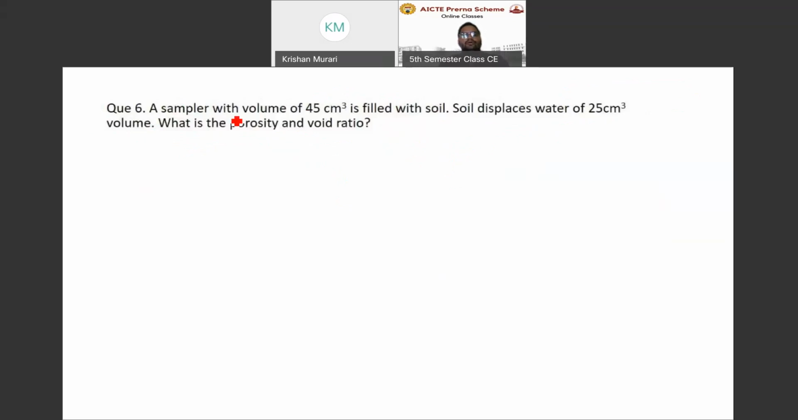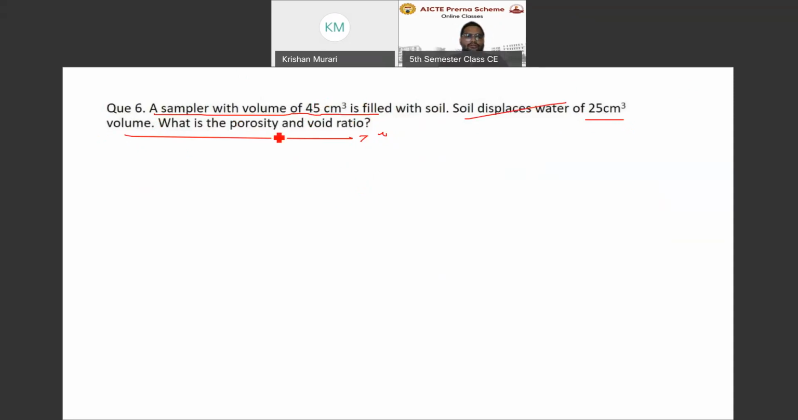And another question. A sample with a volume of 45 cubic centimeters is filled with soil. The soil displaces water of 25 cubic centimeters. What is the porosity and the void ratio of that soil? This question you can solve in a minute, if you know what the question actually wants from you. That is a 1 mark question for GATE.